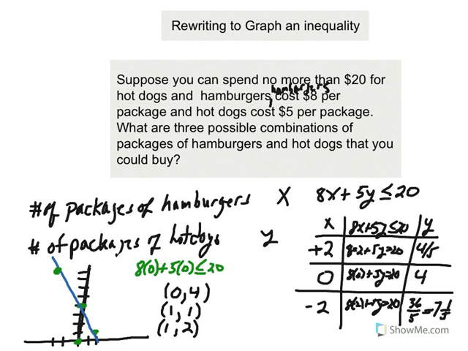But we picked those points just so we could graph the line. So we have to make sure when we pick our solutions that they make sense. 0, 4 is a possibility, 1, 1 is a possibility, and 1, 2 is a possibility. Please pause the video and copy this into your notes.